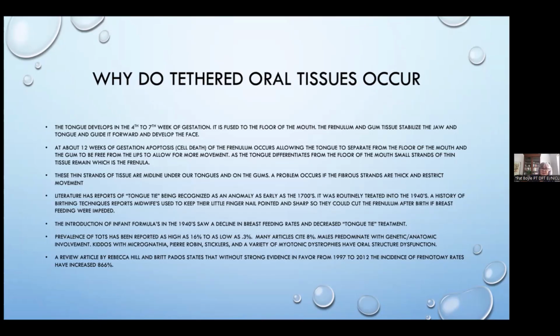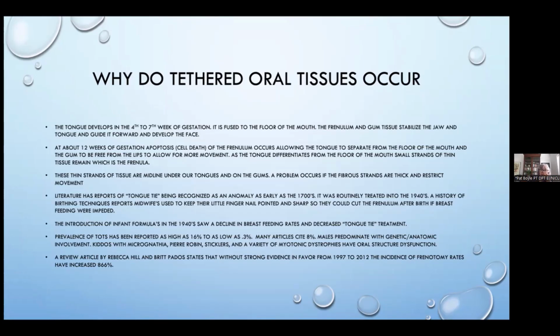So this is interesting that literature has reports of tongue tie being recognized as an anomaly as early as the 1700s. It was routinely treated into the 1940s. A history of birthing techniques reports midwives keeping a really long baby finger so they could snip the frenula under the tongue to allow for better breastfeeding. However, once infant formulas were introduced, and you saw a decline in breastfeeding, you saw a decrease in tongue tie treatment.